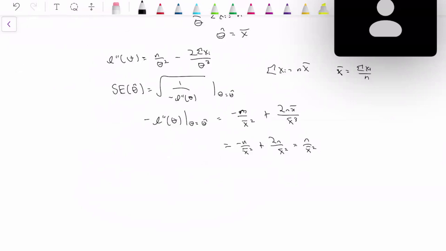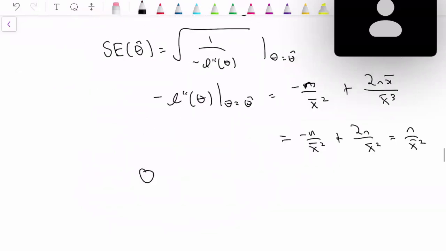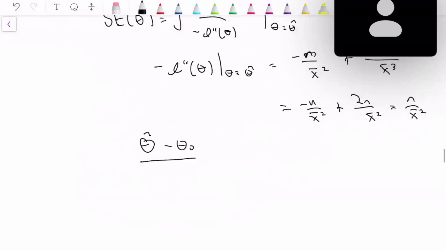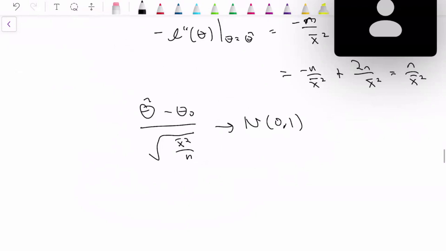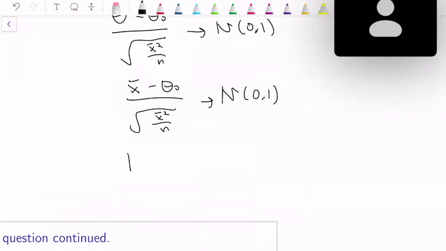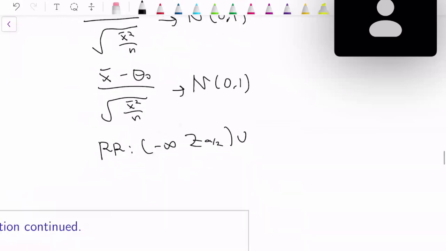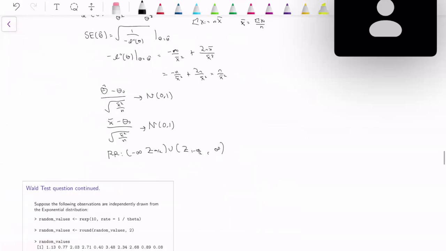And now we go back to the Wald test. So theta hat, which is x bar, minus theta naught over the square root of x bar squared over n goes to a standard normal. And then your rejection region, since this is just a standard normal, it's just z alpha over 2, z 1 minus alpha over 2. And then, yeah, standard rejection region.